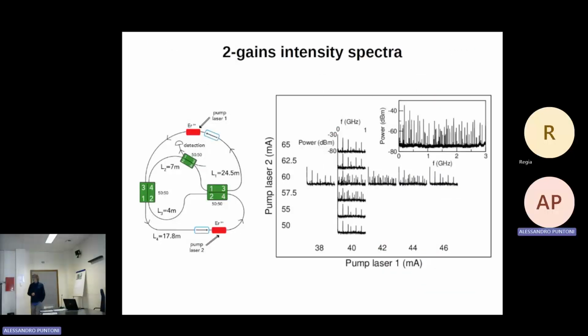Even more complicated is this configuration. You have two different gains, so you can increase one pump from left to right and another pump from top to bottom, so you have a very complicated spectrum here.